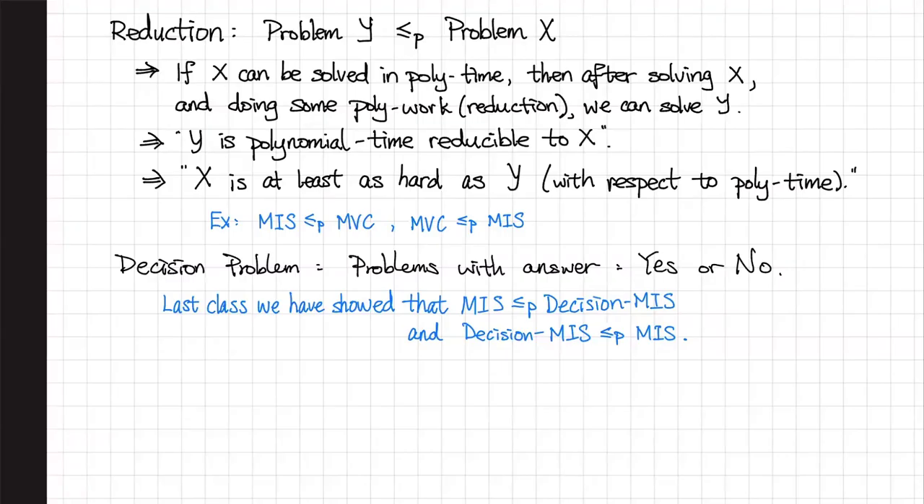Okay, so last class we showed that the general version can be reduced to the decision version. Just iterate through the k until you find where the answer switches, then you know what the minimum or the maximum is.